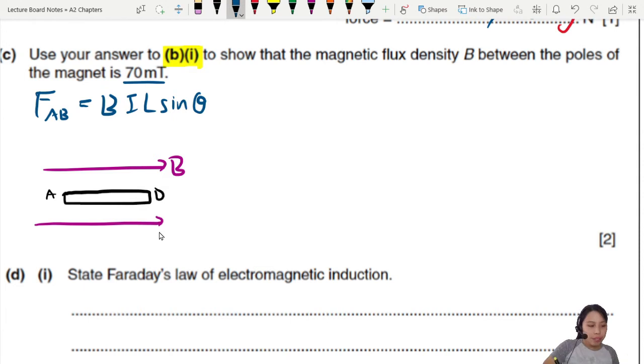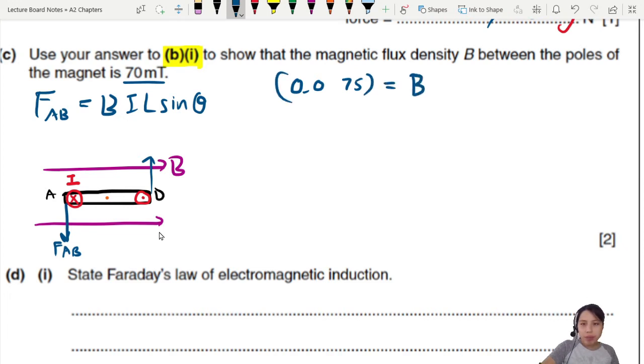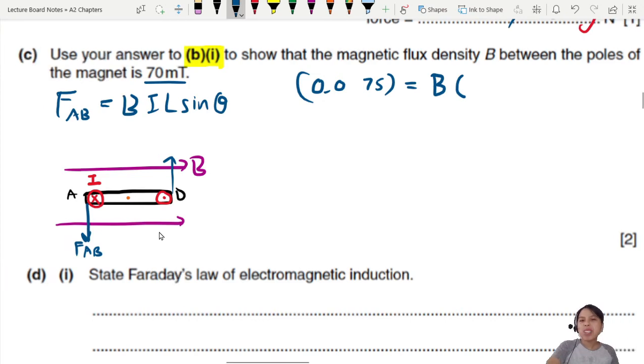And just now we found the force AB. And of course another force here, which is the same magnitude. And this force is due to a current moving into the page in this case. So we know the current, we know the force, we can find B. So let's write it down. 0.075, correct. Equals to B, we're trying to find current. You've got to tell us the current, right?